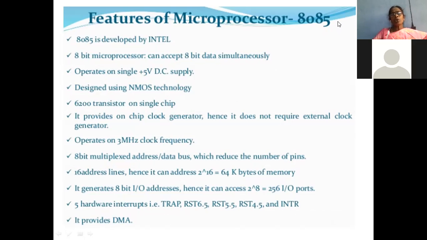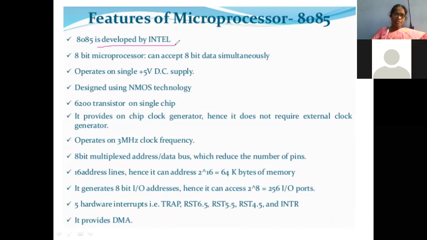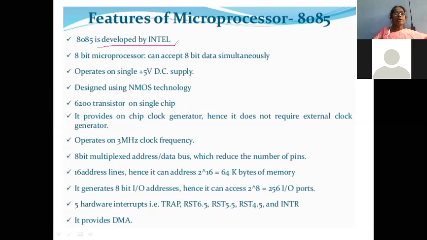So this 8085 processor was developed by Intel. Okay, the Intel company first introduced this microprocessor, and this is an 8-bit microprocessor which can accept 8-bit data simultaneously.